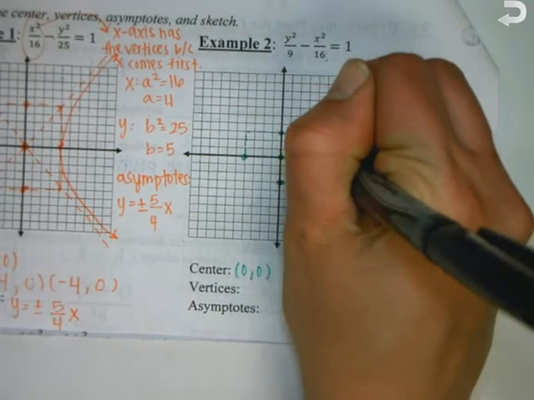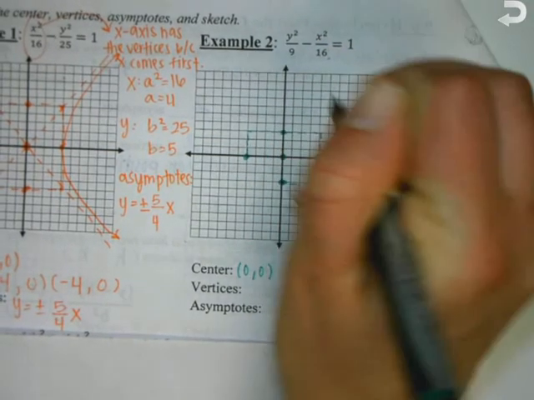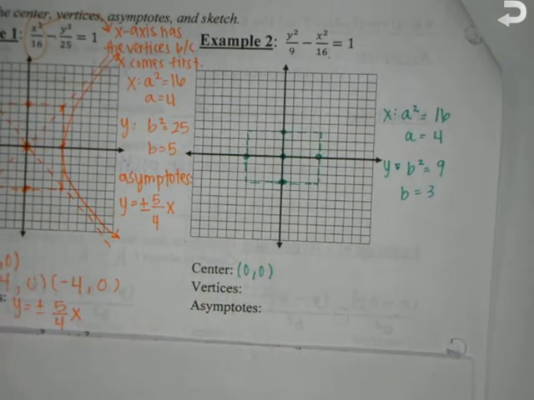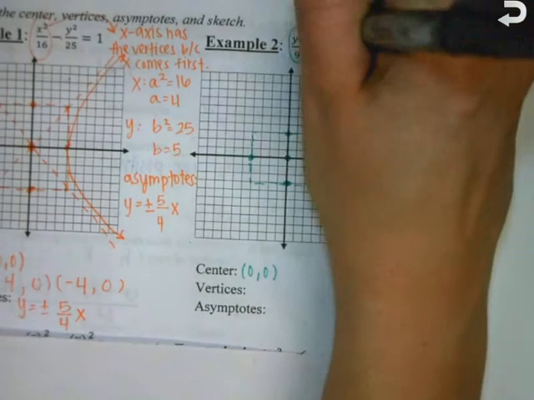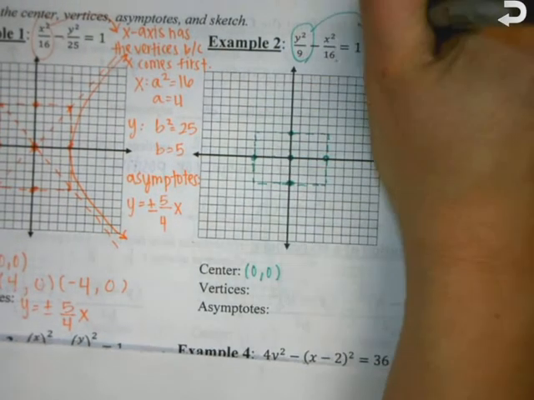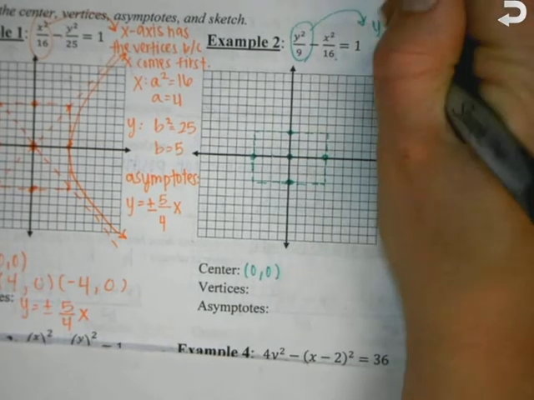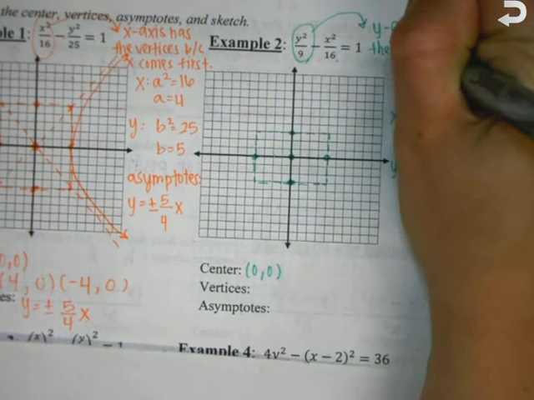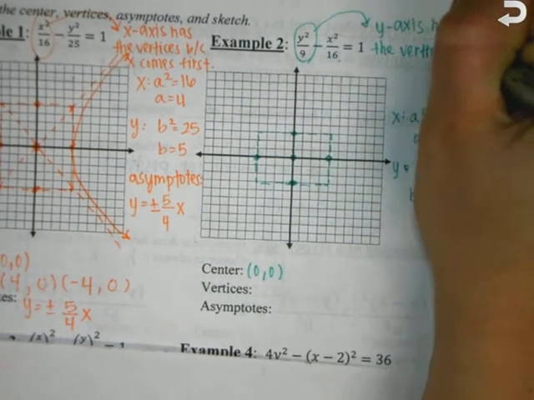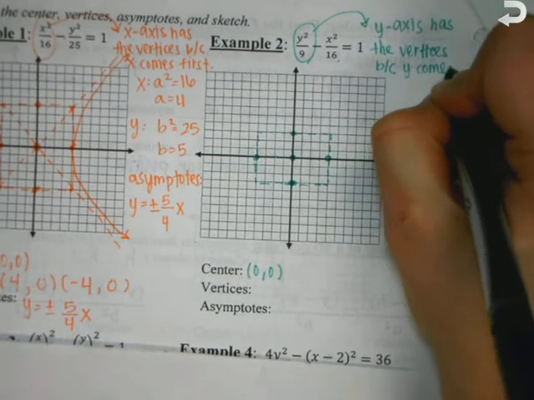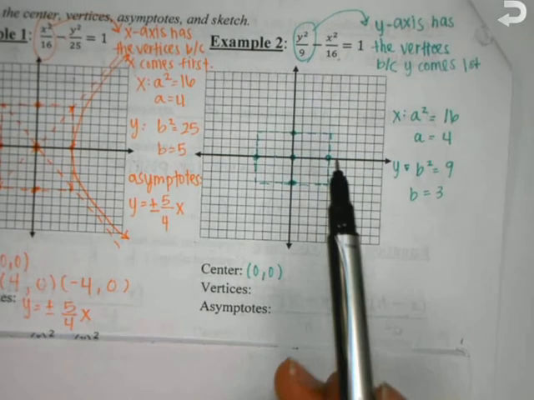Question, are my vertices on the y-axis or the x-axis? The y, because y comes first. So y-axis, I'm just going to write that note again, has the vertices, because y comes first. Okay, so my vertices are actually these 2 points, not these 2 points. Okay, so what would the points of my vertices be?